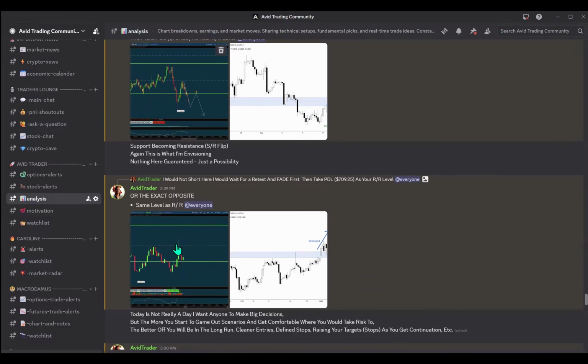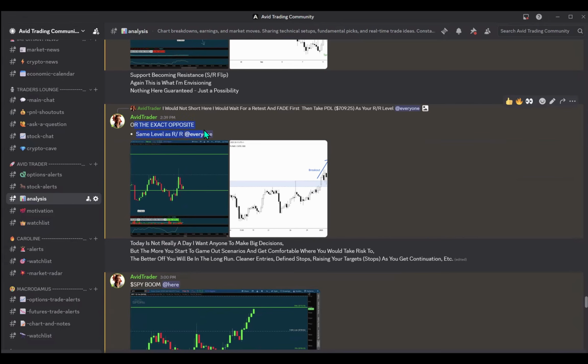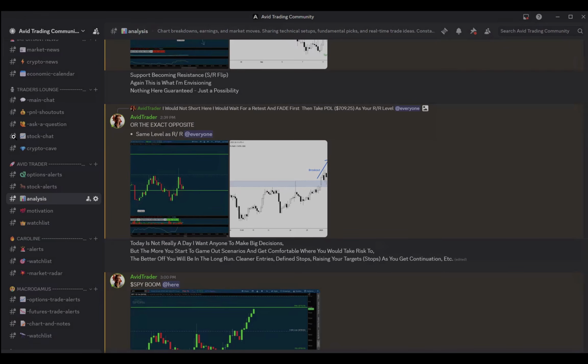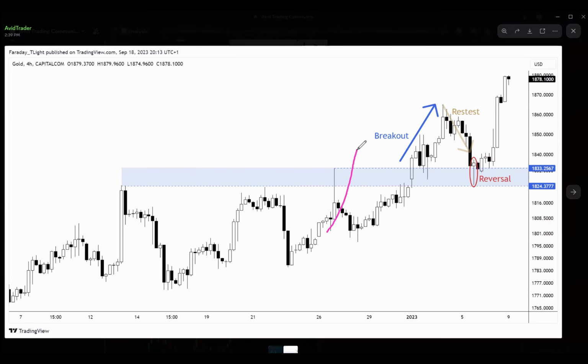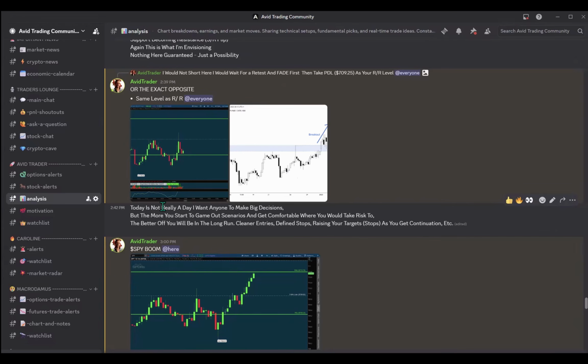Since the market pushed back up, we said the exact opposite, which is the same level, risk to reward here, which is essentially now breaking out of the range, coming back down, retesting it, and then continuing higher. And that's exactly what we saw. And I said today is not really a day I want anyone to make big decisions, but the more you start to game out scenarios and get comfortable where you would take risk to, the better off you're going to be in the long run.